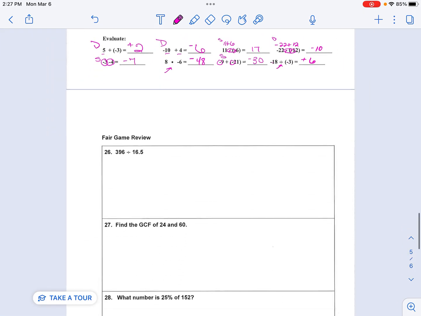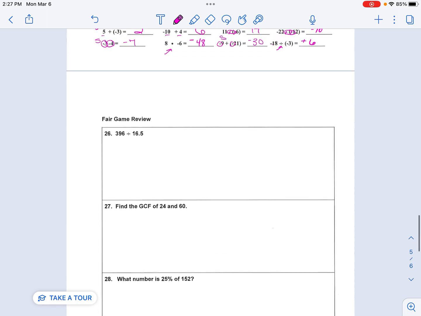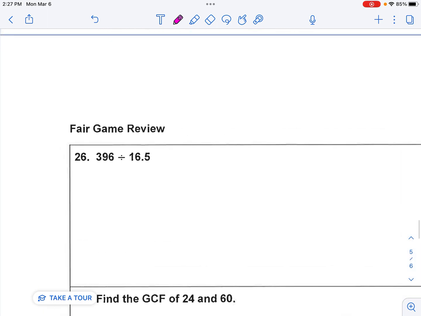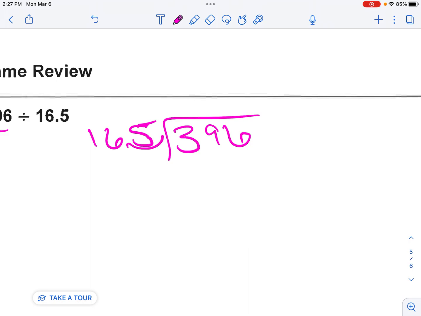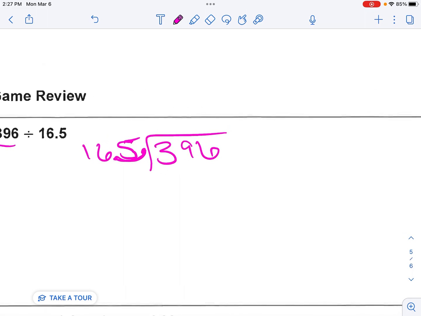Alrighty. Last for fair game review. Number 26, remember the first number always goes on the inside. 16.5 goes on the outside. Remember, you may not have a number on the outside or a decimal on the outside. You have to move it once on the outside, which means you have to move it once on the inside. If you don't see it, it's behind the number. So you're still moving it once, and you're putting a 0 in that placeholder.